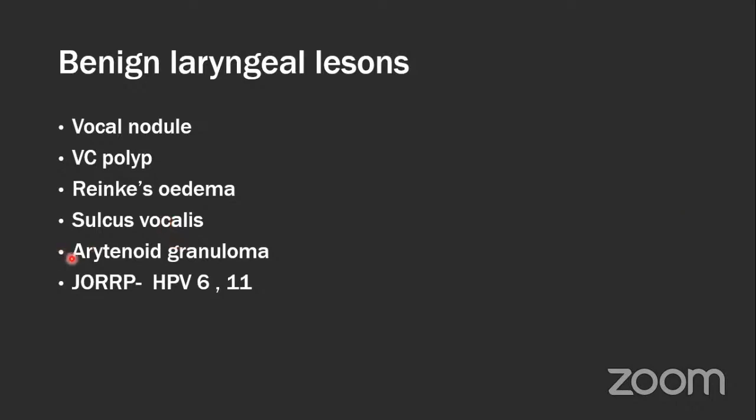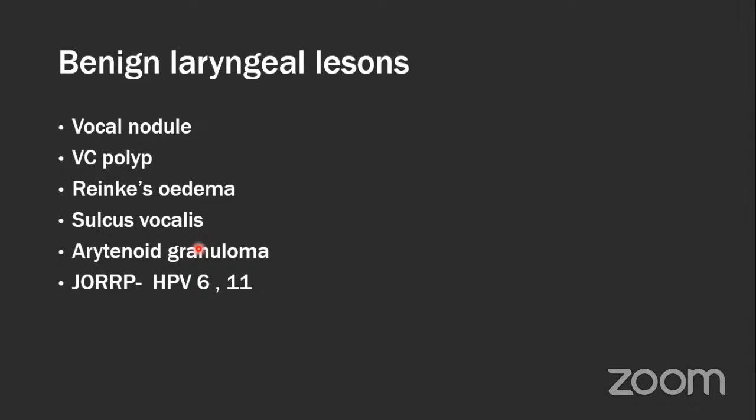Another benign lesion is an arytenoid granuloma. It can be of two types. One, it can be an intubation granuloma, or it can be a contact granuloma. So intubation granuloma usually occurs over the vocal process of the arytenoid. As the name suggests, it is secondary to long-term intubation. Treatment is again microlaryngeal excision with laser or cold instrument.